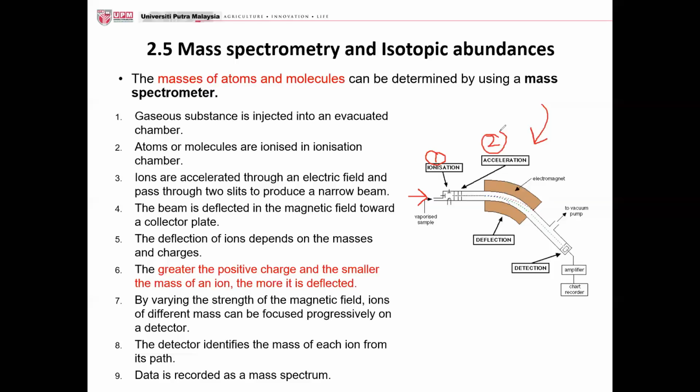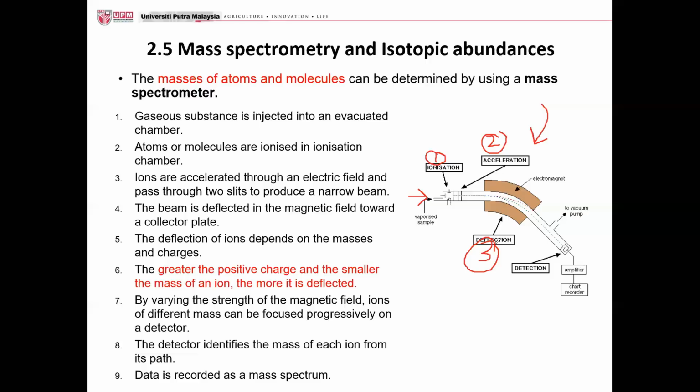Next, the beam is deflected in the magnetic field towards a collector plate. The deflection of an ion depends on its mass and charge. So the third part is the deflection. The greater the positive charge and the smaller the mass of an ion, the more it is deflected.